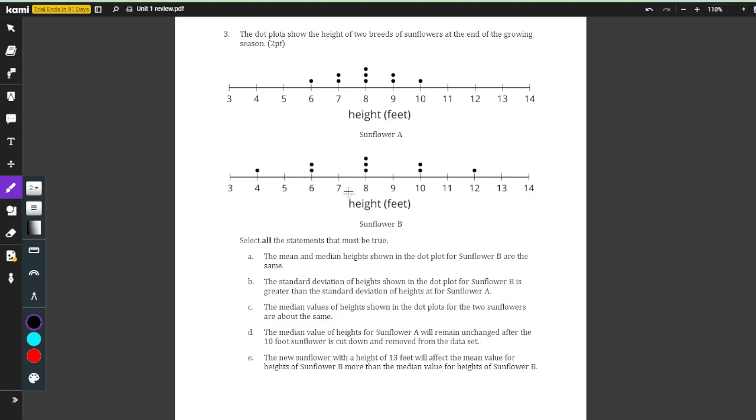Next one, number three. We are looking at another dot plot. The dot plot shows the height of two breeds of sunflowers. Just remember, variability is how far they are spread apart. So let's start in order. Let's find the mean and medians here. The mean and median here are about the same. So the mean is about 8. The median over here is also about 8. Down here, the mean and median are about the same as well.